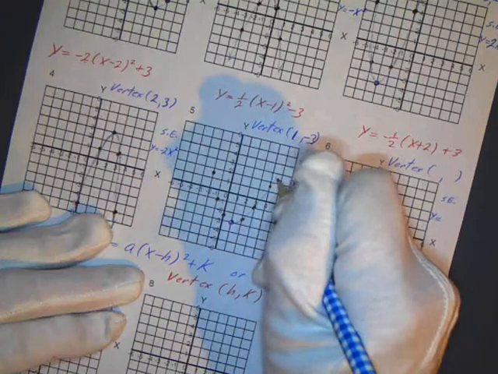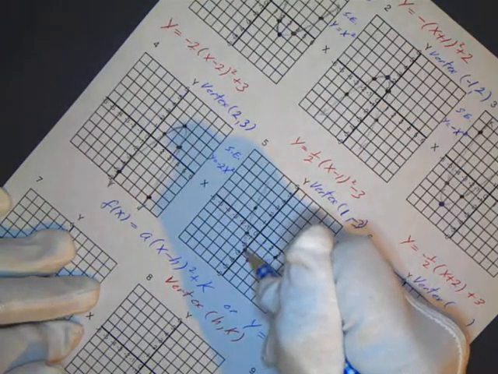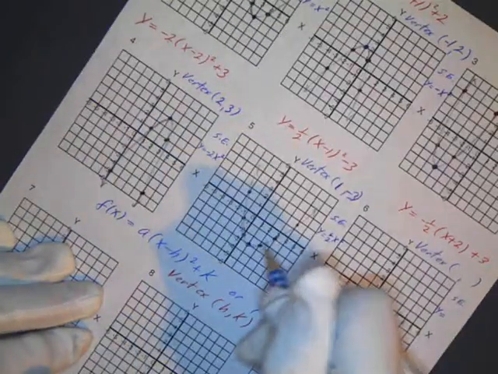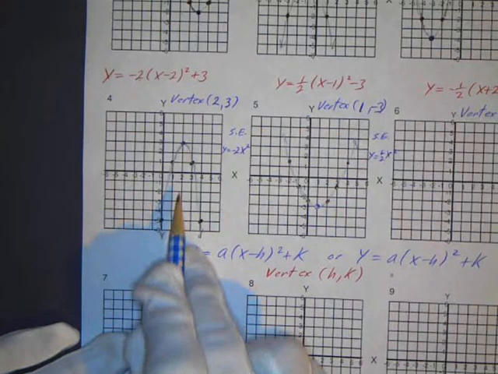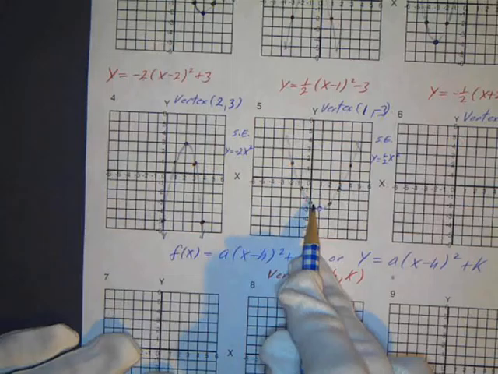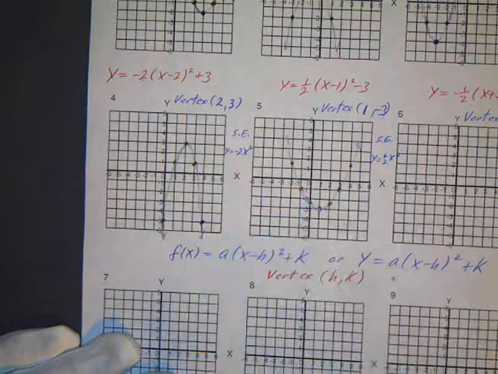Now notice that when we put a 1/2 in front of the parentheses, that's like a is 1/2. When a is less than 1, it kind of flattens it. And we could say that it shrinks it vertically or compresses it vertically. So this one's stretched vertically, this is compressed vertically or shrunk vertically. Okay, and one more here.